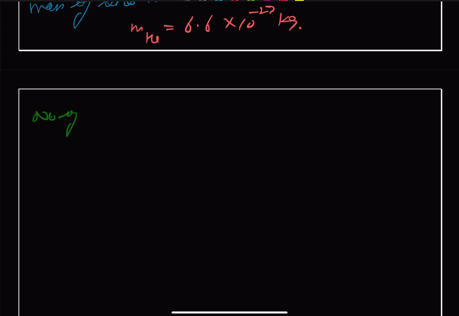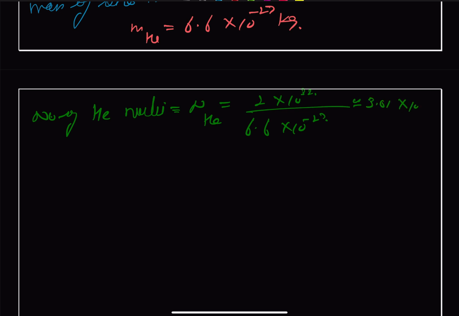Number of helium nuclei, and He is equal to total mass of the star divided by the mass of helium. So this is 6.6 into 10 to the power minus 27. This comes approximately as 3.01 into 10 to the power 58. Now we can find out the rate of consumption.